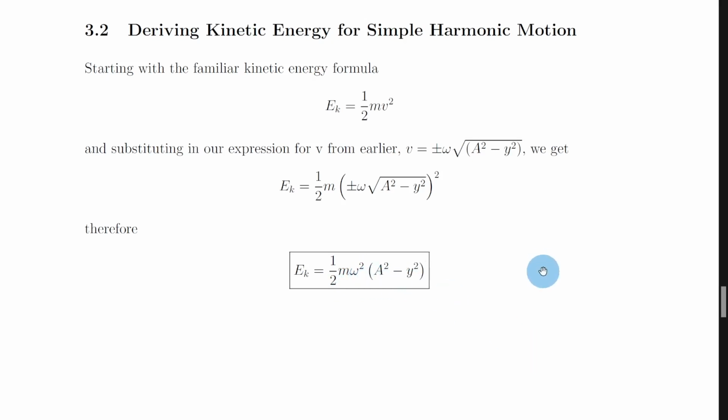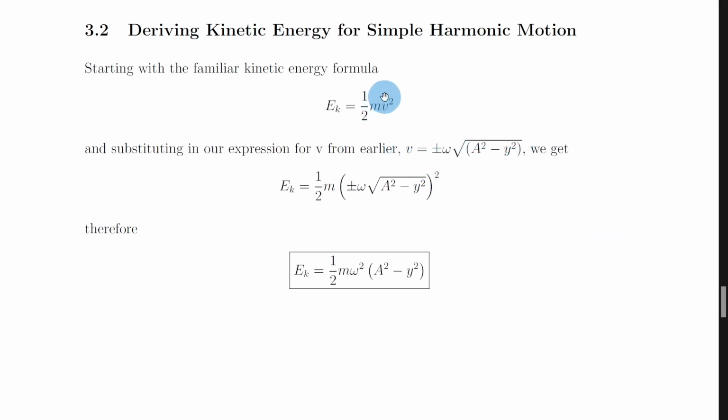So just to quickly recap that, you want to start with your familiar kinetic energy equation, which you probably saw as early as National 5 Physics, which is Ek equals a half mv squared, and then you want to substitute in the expression from the relationship sheet for the velocity of an object undergoing SHM, which is v equals plus or minus omega times the square root of a squared minus y squared.